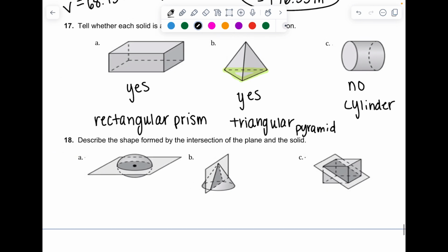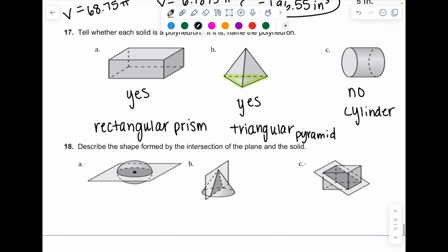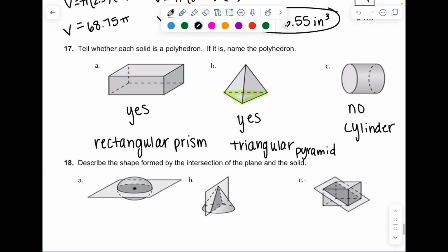Okay, last one. Describe the shape formed by the intersection of the plane and the solid. So this is when we did cross sections. So here, it's a sphere, so if you picture a soccer ball, think of this plane as like a knife. If you were to cut a soccer ball in half and open it up, the shape that would still be there is a circle. If you cut it in half and looked at both halves, it would be a circle and a circle.